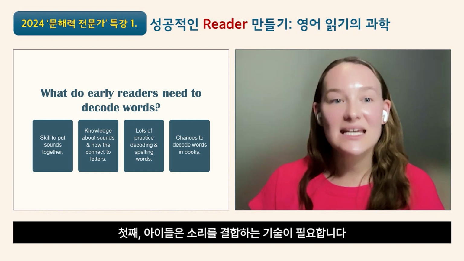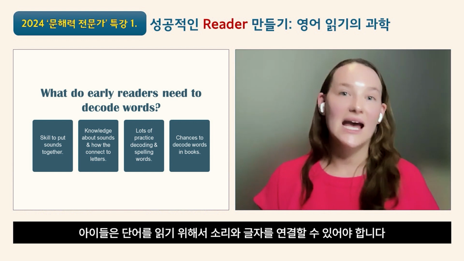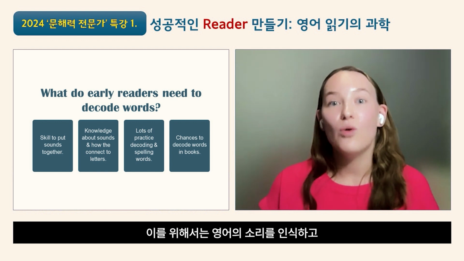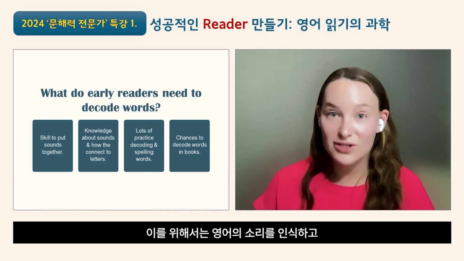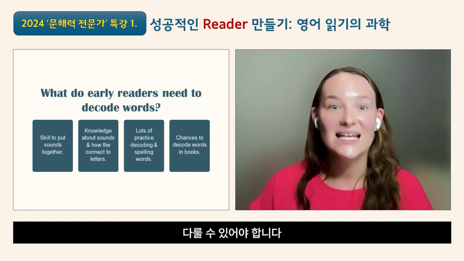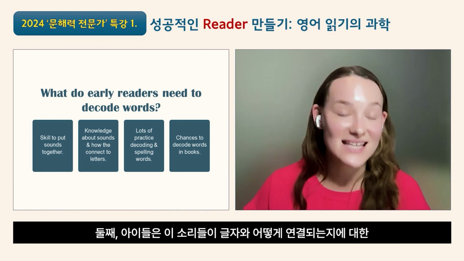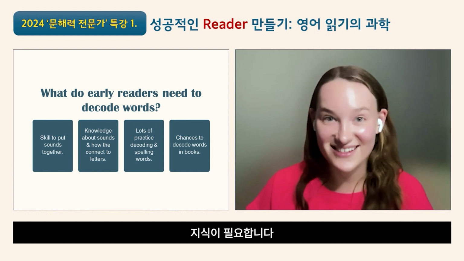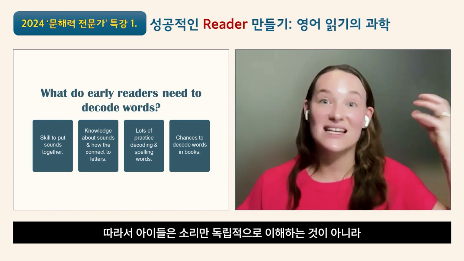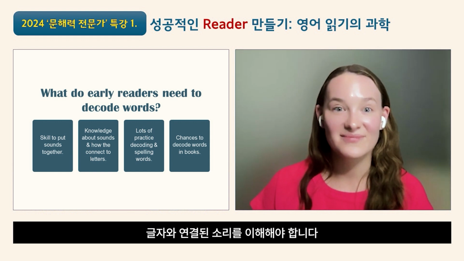First, they need the skills to put sounds together. Children have to be able to work with the sounds of English in order to be able to use those sounds in connection to letters to read words. Second, they need knowledge about how these sounds connect to letters. So they need to understand not just sounds in isolation, but sounds connected to the letters.